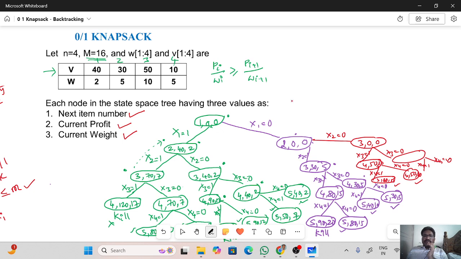So then what does this state space tree look like? Each and every possibility gives us other possibilities, nothing but order of 2 power n. So this is about the 0-1 knapsack using backtracking.